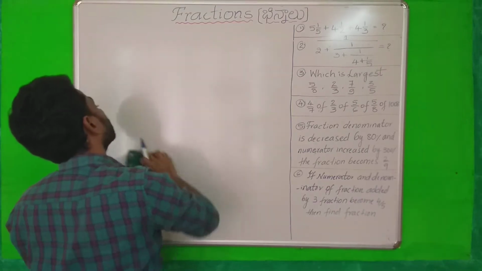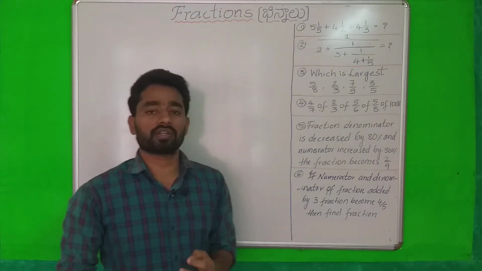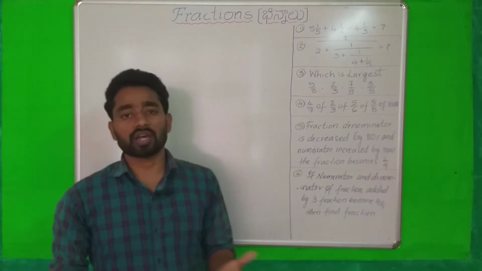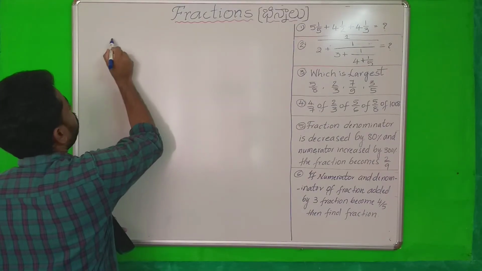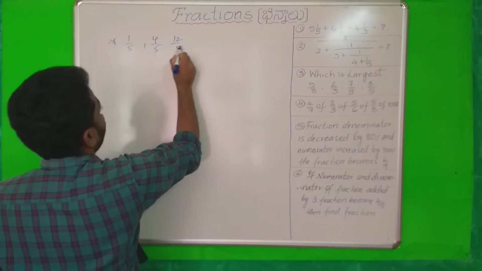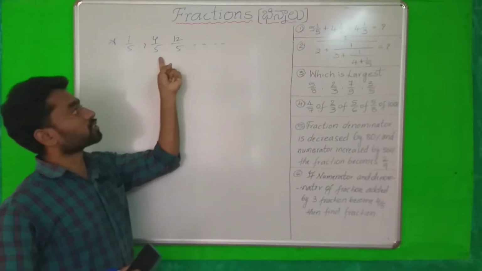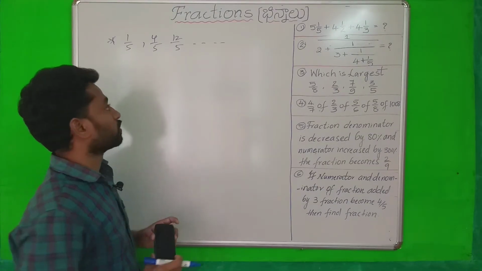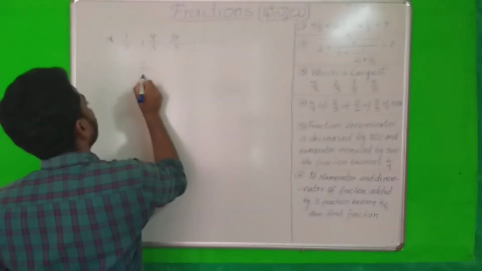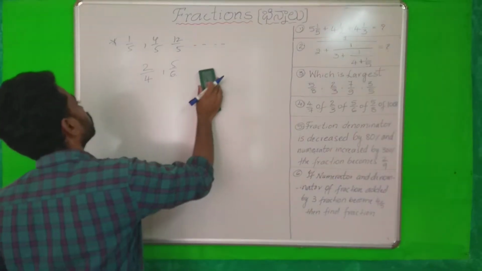One more thing, like fractions. What are like fractions? If the fractions have the same denominator, we can call them like fractions. Otherwise, unlike fractions. For example, 1 by 5, 4 by 5, 12 by 5 are examples of like fractions, because these fractions have the same denominator. If they have different denominators, we call them unlike fractions. So like and unlike, like that.